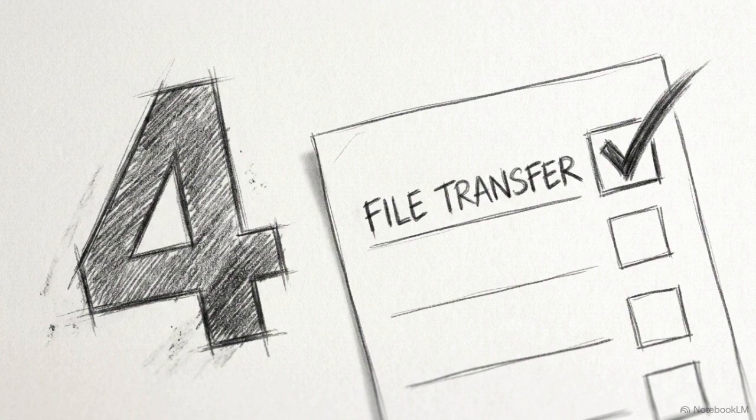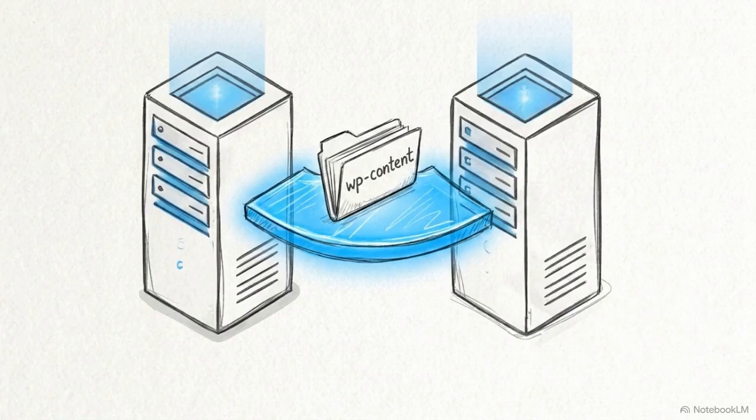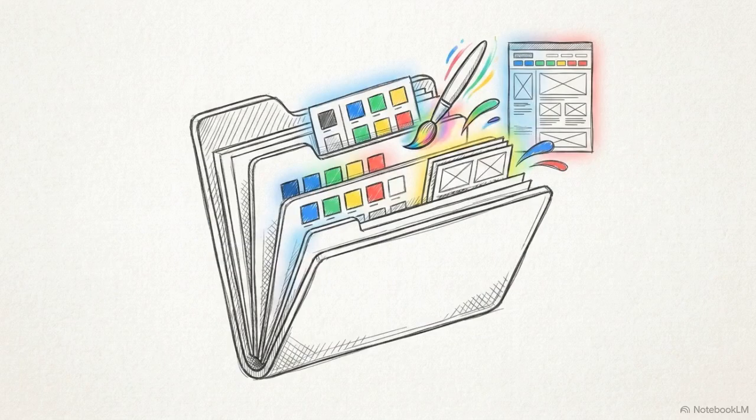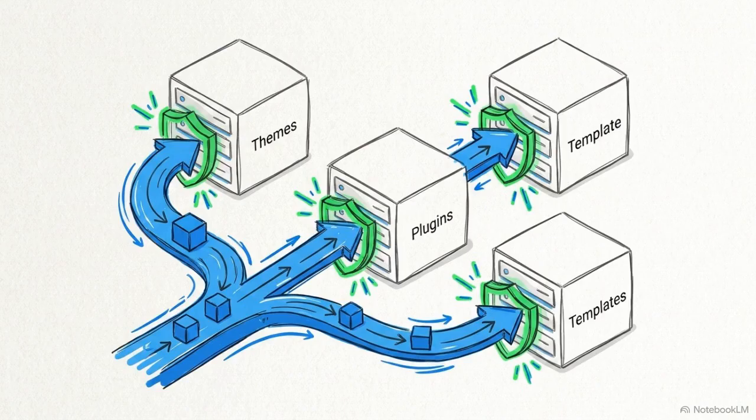We execute this in a strict order, starting with the files. Move your wp-content folder from the staging environment over to live. We transfer files before touching the database so that your new themes, plugins, and templates are physically in place. When the new database rows arrive, the code they expect is already there to support them.